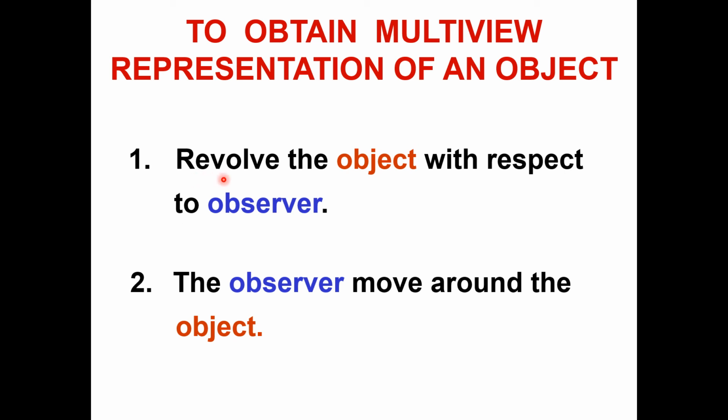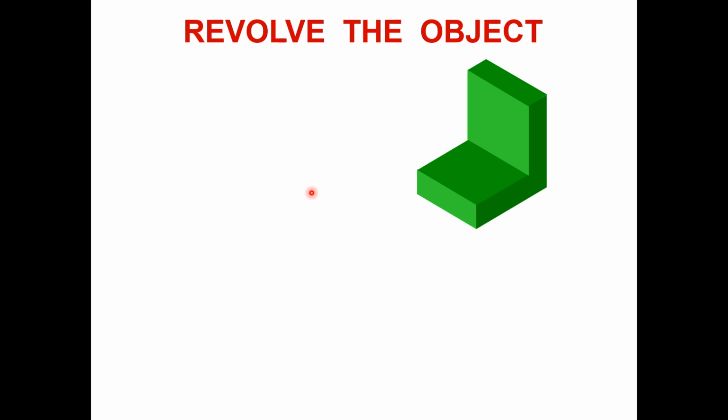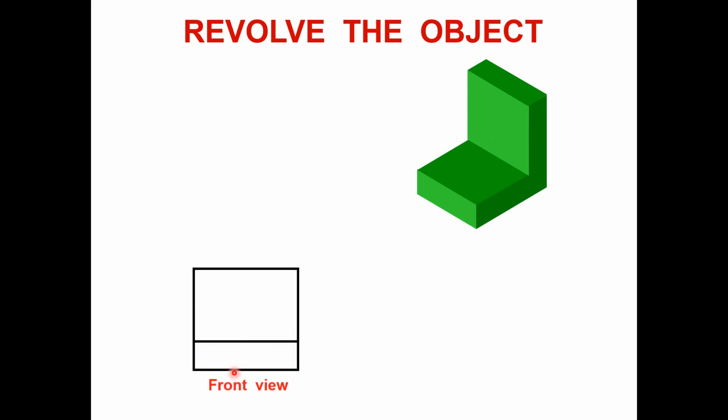First, when we revolve the object with respect to the observer. Now here, see, this is the same face. Now I'll rotate this object towards my side, meaning towards the observer. You can see I have revolved this object. Now I will see this side, this bottom and this front. So that is the front view.